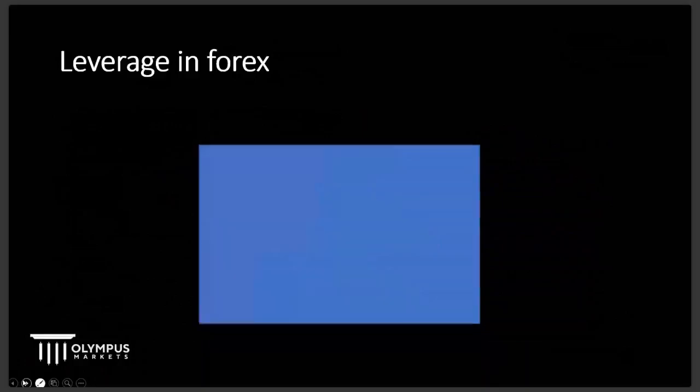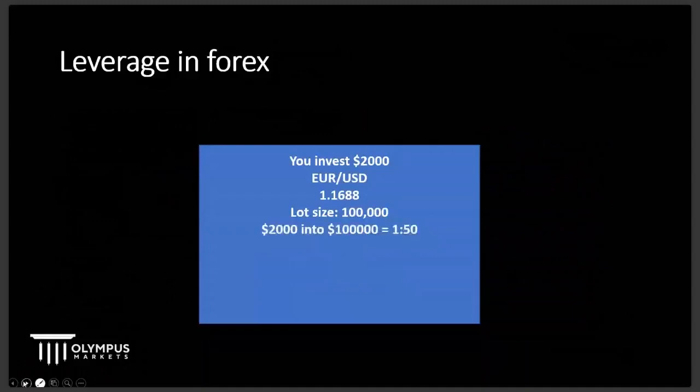Let's do another example. This time you invest $2,000 into the market, trading the euro dollar, 1.1688. Lot size still 100,000. But 2,000 into 100,000 goes 50 times. The leverage you're using this time is 1-to-50. Same calculation applies.